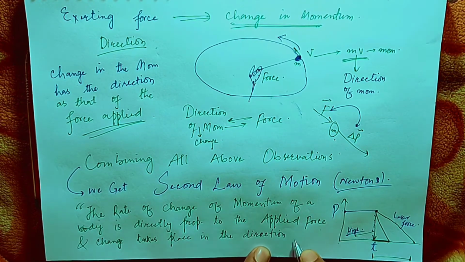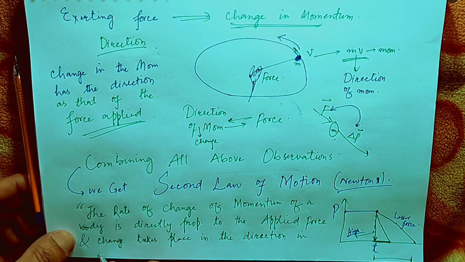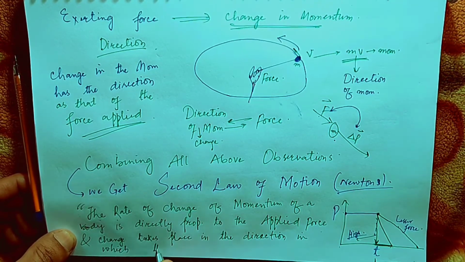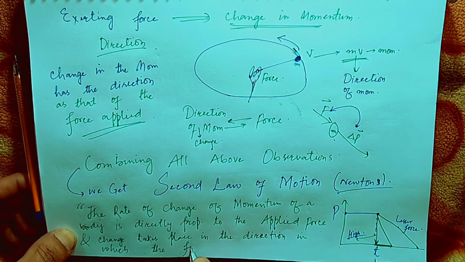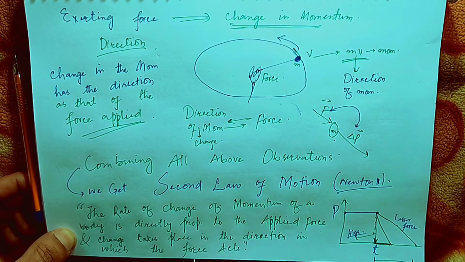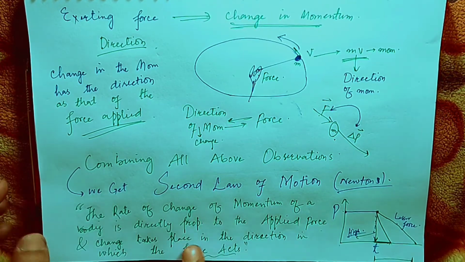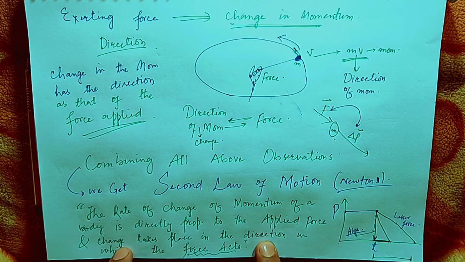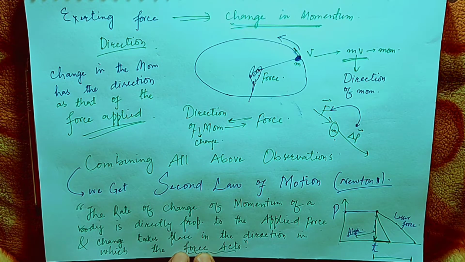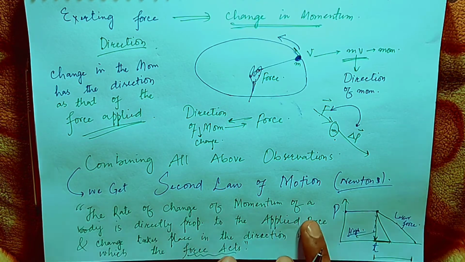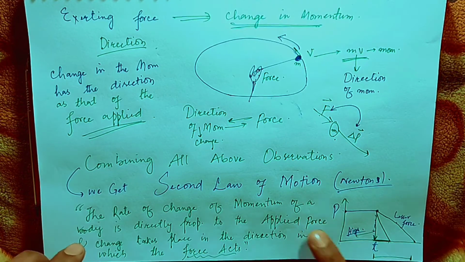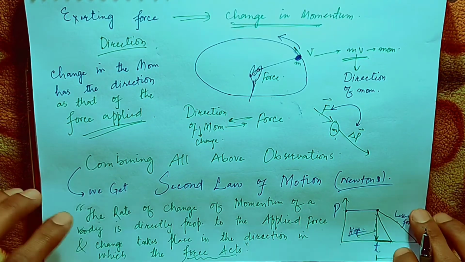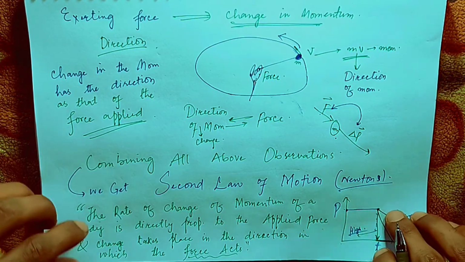So the change takes place in the direction in which the force acts. This is important. That is, the direction of the change in momentum is determined by the force acting onto the body, and the rate of the change of momentum is directly proportional to the applied force. How can that be determined mathematically? We can write it down mathematically as follows.